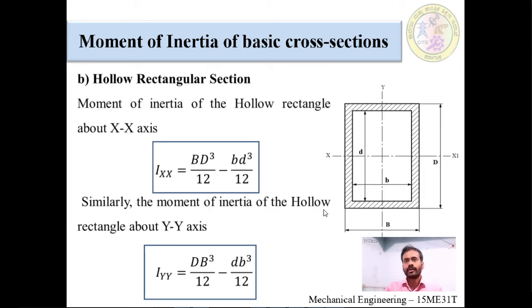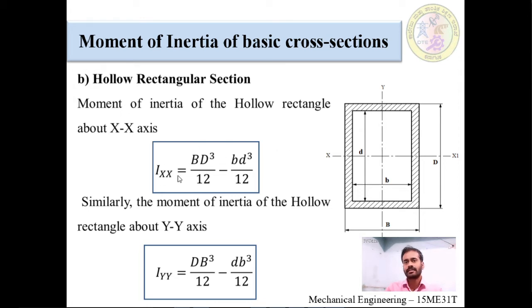Similarly, we have another section, that is the hollow rectangular section. So when there is a hollow section, we have different dimensions. The outer dimension is B, that is the width B, and the inner dimension width is small b. And the outer dimension of the depth is capital D, and the inner dimension along the depth is small d.